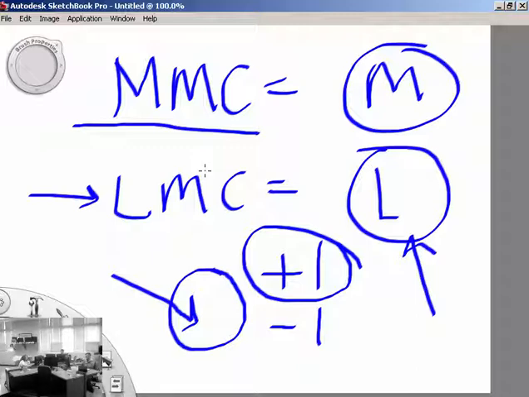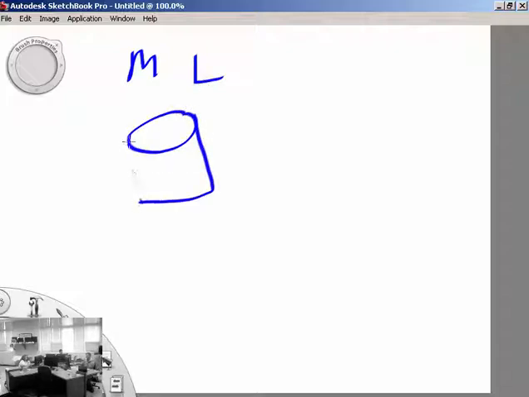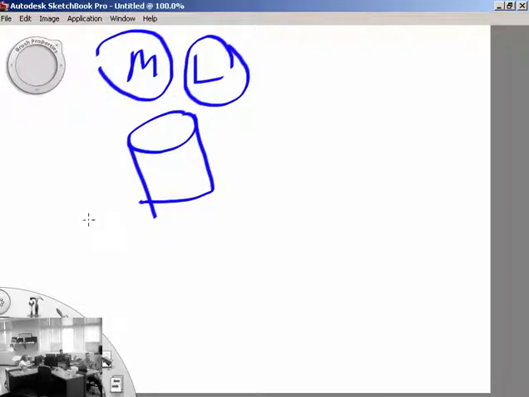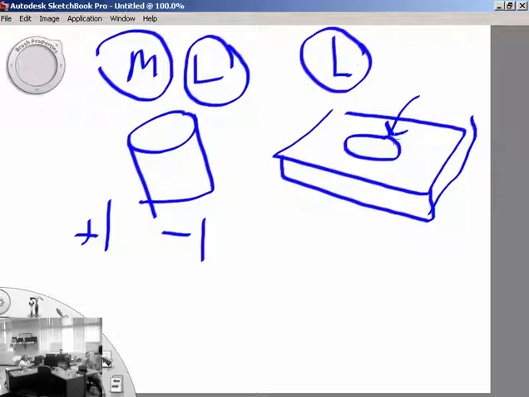If it helps, here's what I do. I draw a picture. If I'm thinking MMC or LMC and I draw a cylinder, I'll think big cylinder, small cylinder. Big cylinder gives me an M. Small cylinder gives me an L, which means I was on the low side of a tolerance. If I'm drilling a hole, big hole gives me an L. Little hole gives me a what? An M. That's the way you go back and forth in the process.